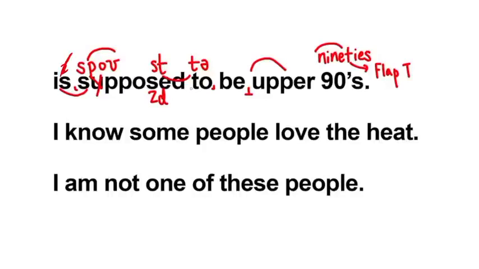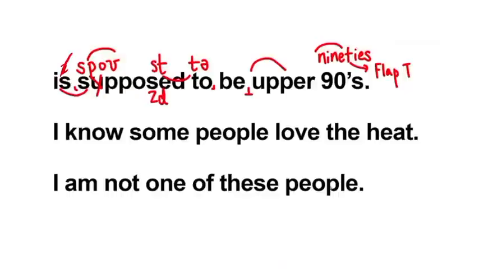But practice that with me for a moment. Is supposed to. Is supposed to. That's a very natural way to pronounce those three words together. Is supposed to be upper 90s. I know some people love the heat. I am not one of these people.